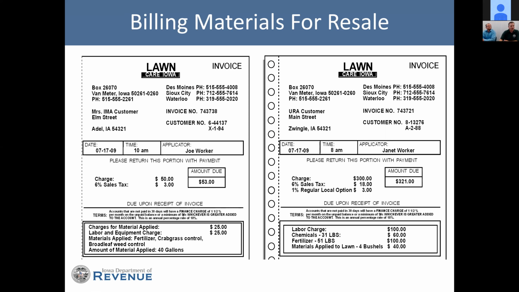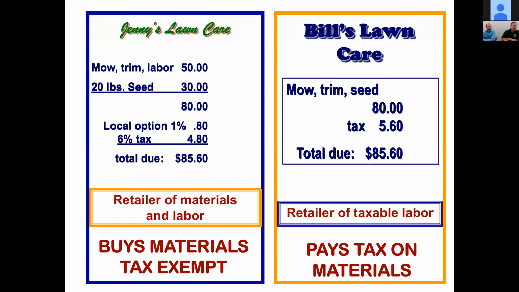I've got another real simple example too, just to show you. In the one on the left, since this person is itemizing their materials, they're saying, hey, we've got some labor involved in this situation. We've also got some grass seed that we provided as well, 20 pounds. And it looks like it's $1.50 a pound, if my math is correct on that. In this situation, this lawn care service on the left-hand side can buy the seed tax exempt for resale. When they bill the customer, they'll collect the tax.